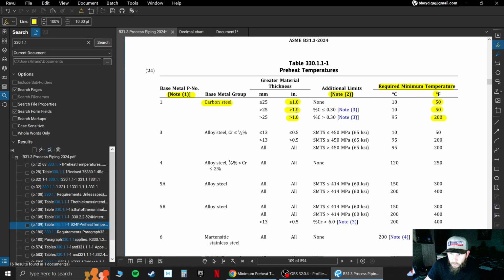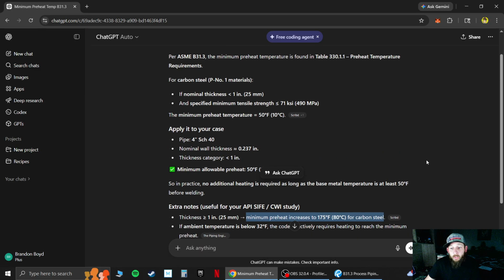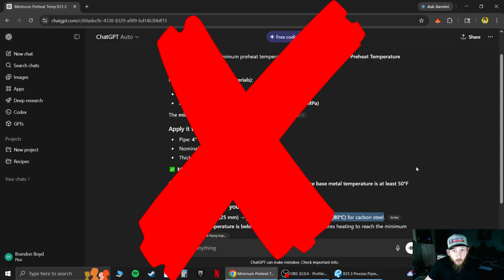For greater than 1 inch, if your carbon percentage is less than or equal to 0.30, then you use the 50 degree minimum. For greater than 1 inch, if your carbon percentage is greater than 0.30, then you use the 200 degree minimum. So you just have to pay close attention to the details to get that right. So was AI correct? It was on our first question, but on our second question, it was only partially correct. It got our direct question right, but it threw in some extra information there that was incorrect. So I'm going to say that AI was wrong on this one.